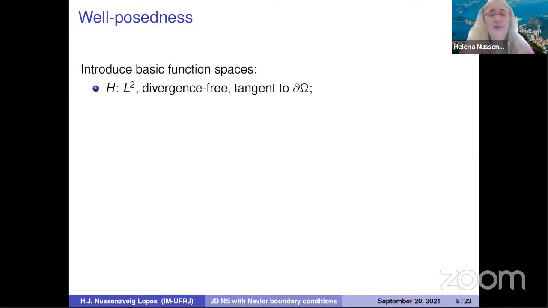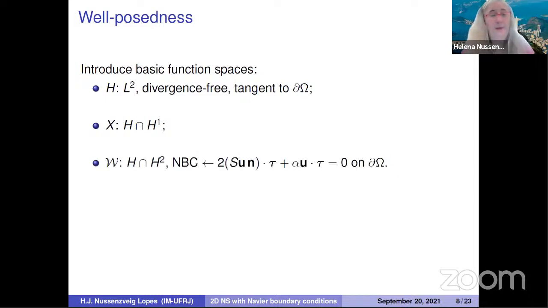Okay. So first we introduced a basic function space. H is L^2 divergence-free tangent to the boundary. It's the same as always. X is going to be H intersect H^1. So it's H^1 vector fields that are divergence-free and tangent to the boundary. And in the Navier-Stokes literature, typically this is known as V, except that that's going to be H intersect H^1_0. So in this case, we do not assume H^1_0 because we're not doing no slip.